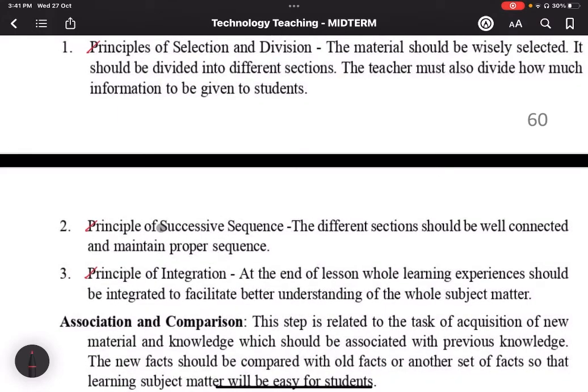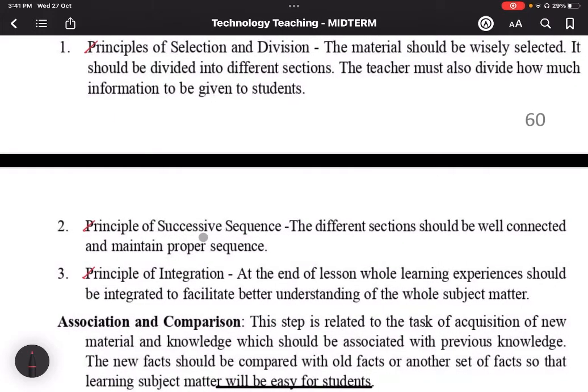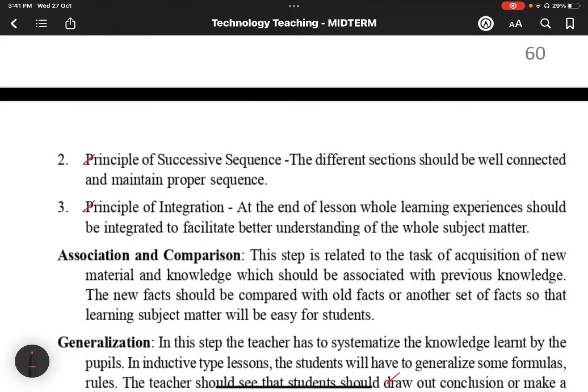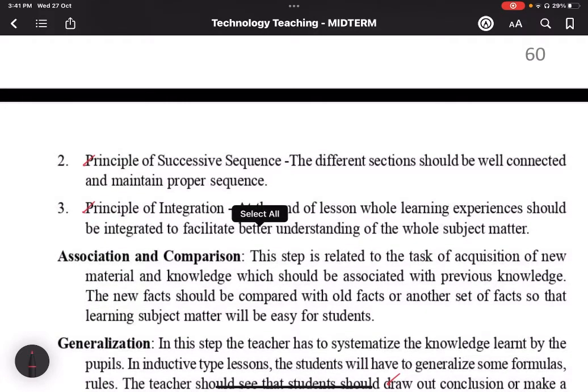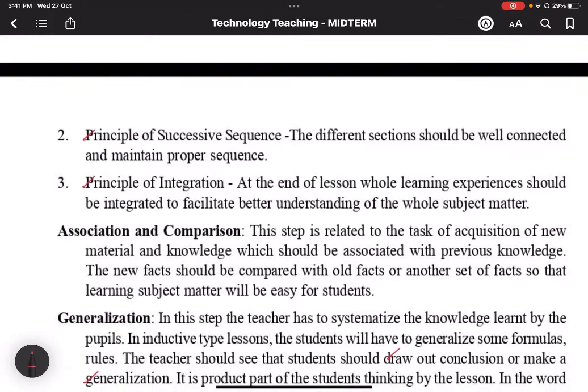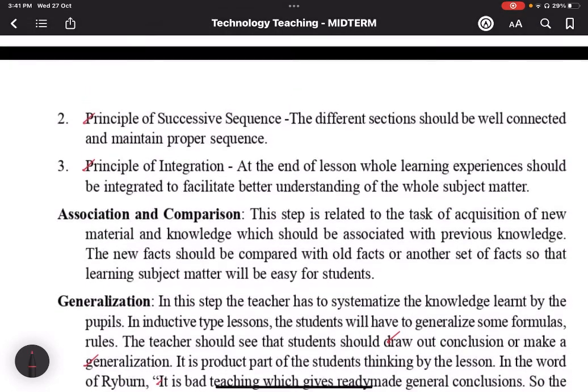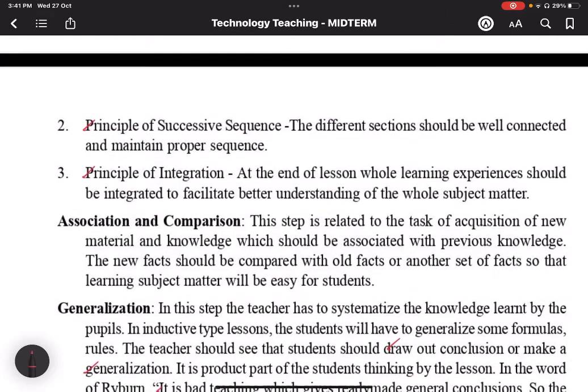Hindi lahat. Kapag na-divide mo na, na-select mo na yung mga topics mo, dapat maipag-connect mo sila. A proper successive sequence. And then integration. Learning by the whole. Okay? Halimbawa, 1 to 10, tiningnan mo sa malayo, binasa mo, magkaka-connect ba sila? In the end, may ma-achieve ba silang objective? Isang objective lang, or dalawa, or tatlo, may ma-achieve ba sila? That is the principle of integration.